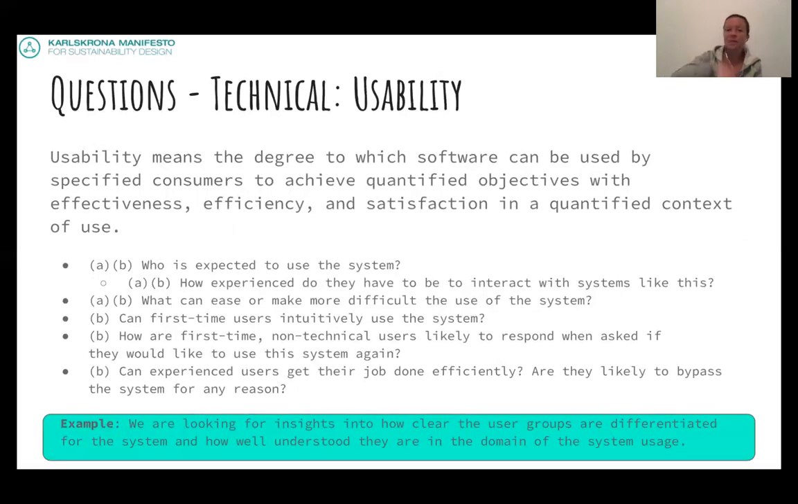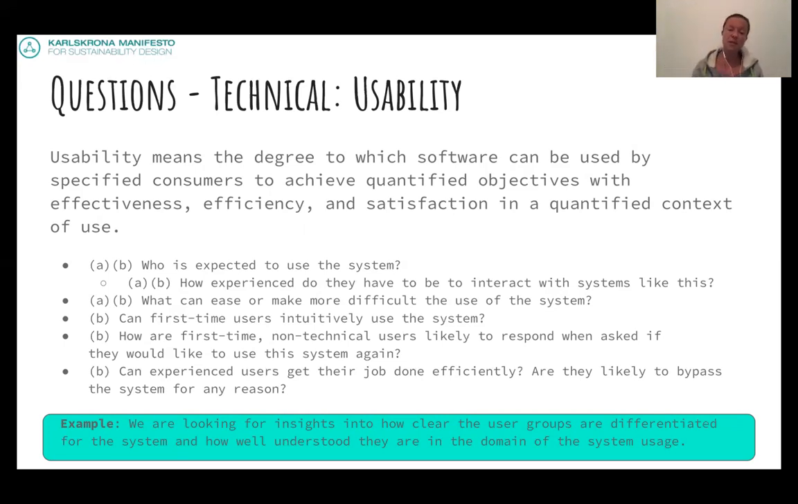And with that, usability means the degree to which software can be used by specified consumers to achieve quantified objectives with effectiveness, efficiency, and satisfaction in a quantified context of use. Who's expected to use that system, and how experienced do they have to be to interact with a system like this? What can ease or make more difficult the use of the system? And can first-time users intuitively use it? How are first-time non-technical users likely to respond when asked if they would like to use the system again? And can experienced users get their job done efficiently? Are they likely to bypass the system for any reason?